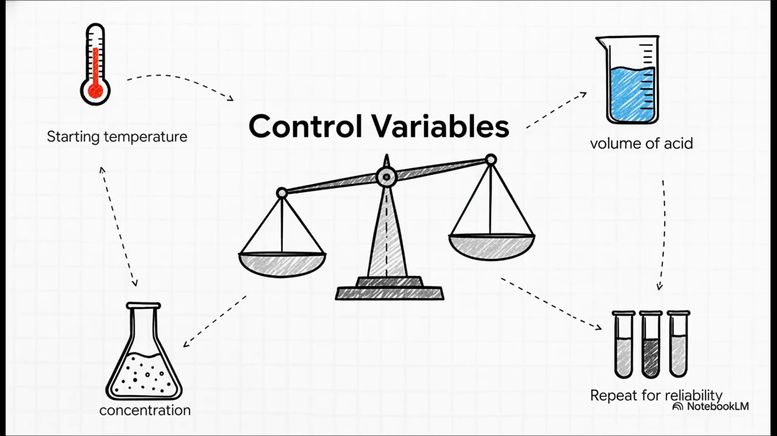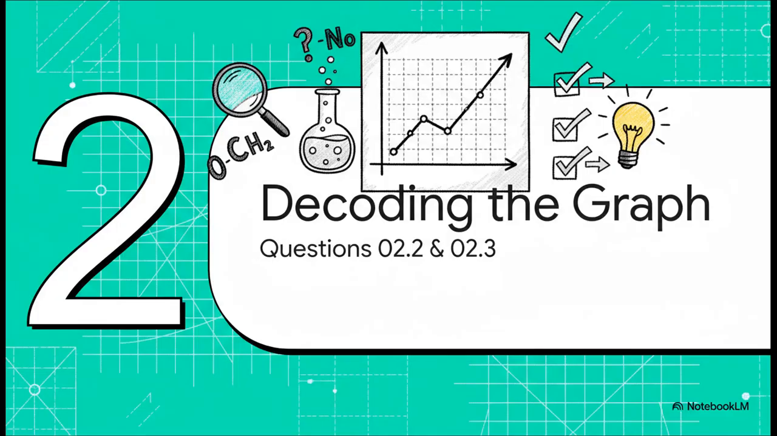But wait, there's more. This next part is absolutely crucial for getting those top marks. You have to talk about your control variables. The things you keep the same to make sure it's a fair test. To get into that 5 or 6 mark band, you've got to spell it out. You'd say something like, I'm using the same starting temperature, the same volume of acid, and the same concentration of acid every single time. Mentioning stuff like this tells the examiner, hey, I know what I'm doing, I'm thinking like a scientist. Okay, method down.